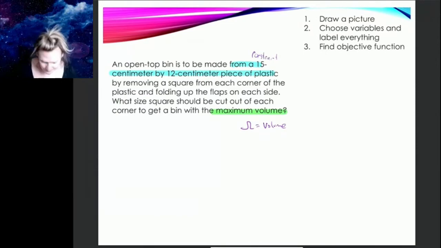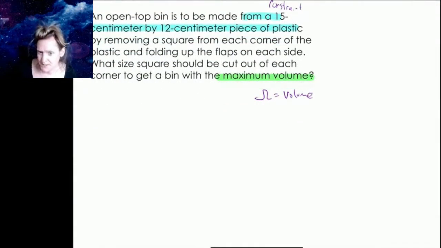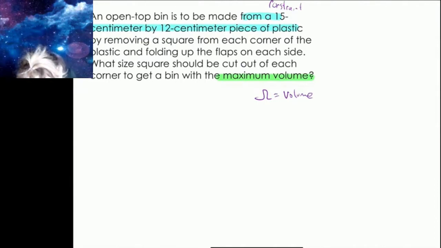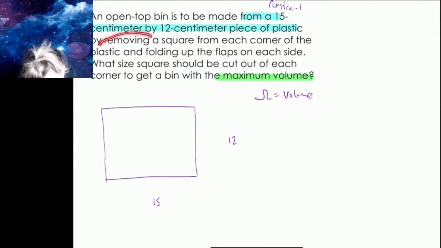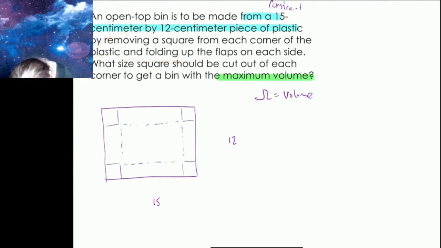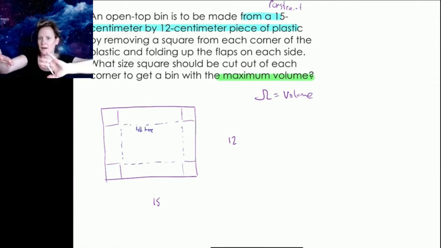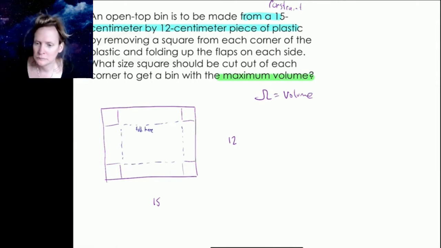Let's draw a picture. Let's first draw a 15 centimeter by 12 centimeter piece of plastic. And let's draw a little square in each corner of the plastic, right? Because we're going to remove a square from each corner. So we're going to fold on each of these scoring lines. And when I fold up, I'm going to get a little rectangularoid, a little cuboid. Do you see it in your mind? I hope so. If not, I want to help you see it.